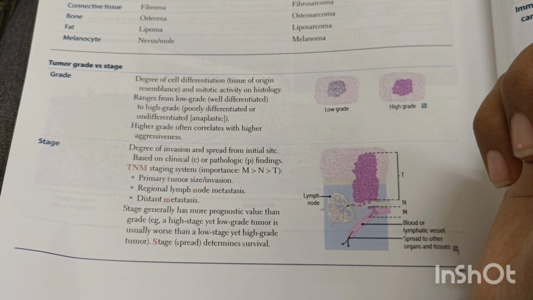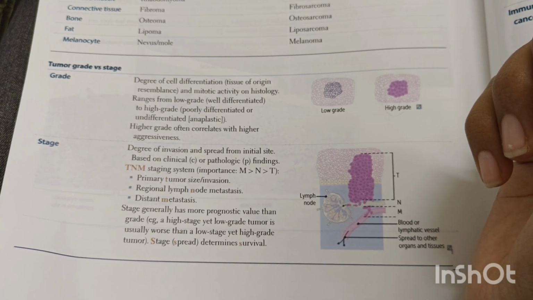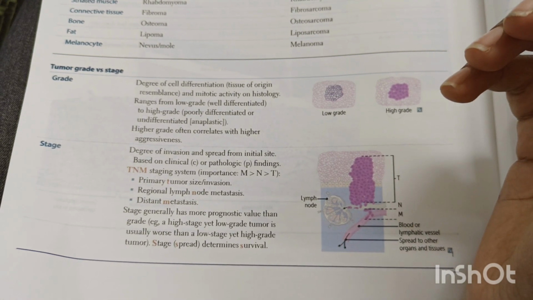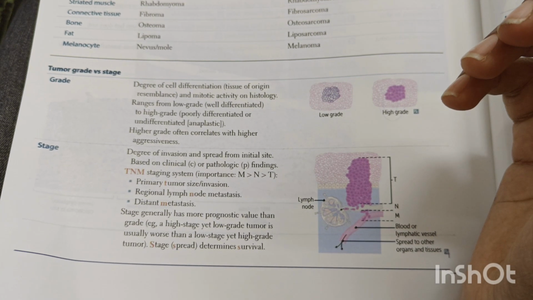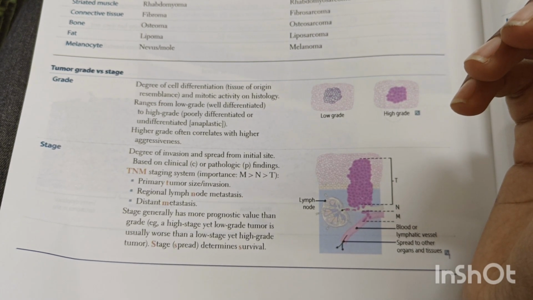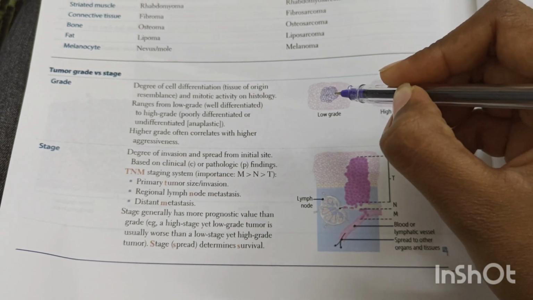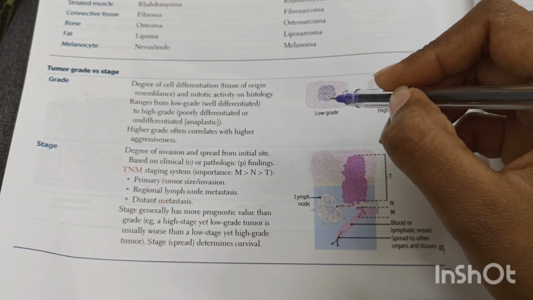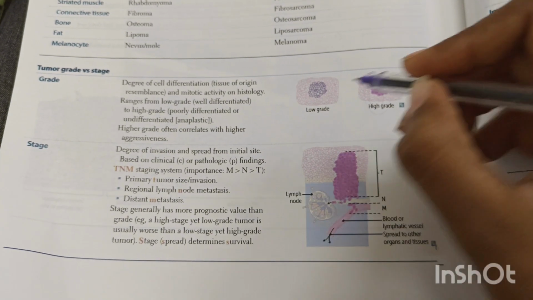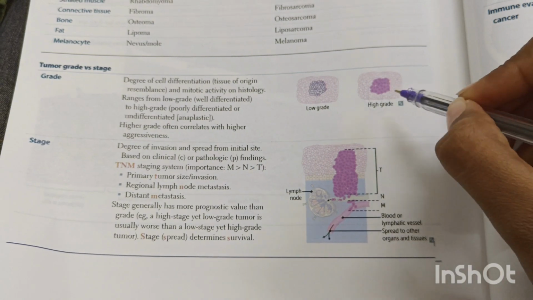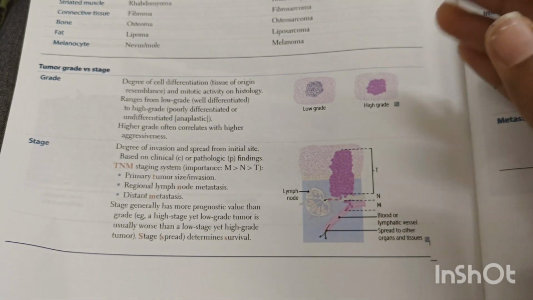Now, very important, tumor grade and stage. So actually we see the grading and staging of tumors. The grading is dependent on degree of cell differentiation and mitotic activity. So if it is low grade, it means it's well differentiated, so low grade. That means this cancer can be somewhat treatable. Whereas high grade, you can see poorly differentiated, undifferentiated. Undifferentiated is also called anaplastic. So higher grade means higher aggressiveness and very low chance of survival.